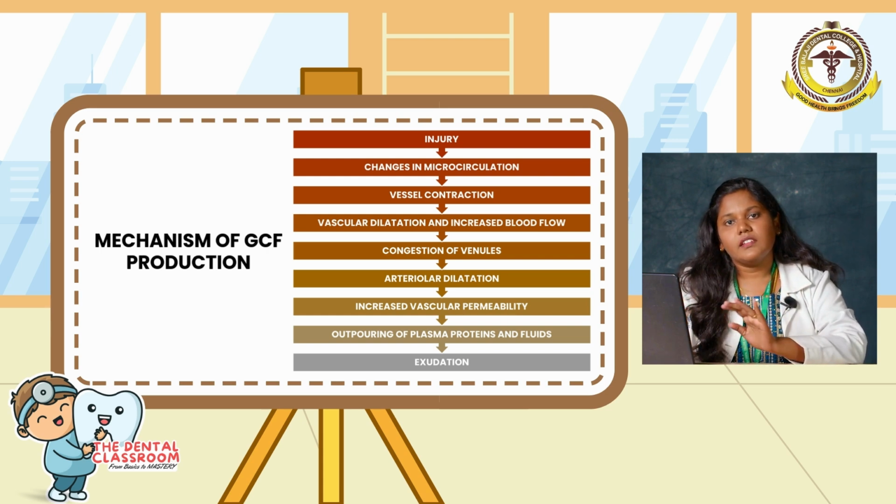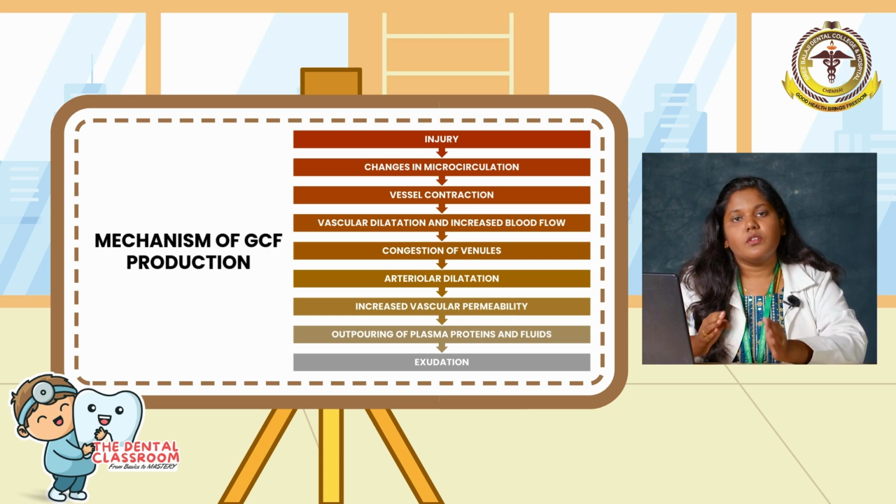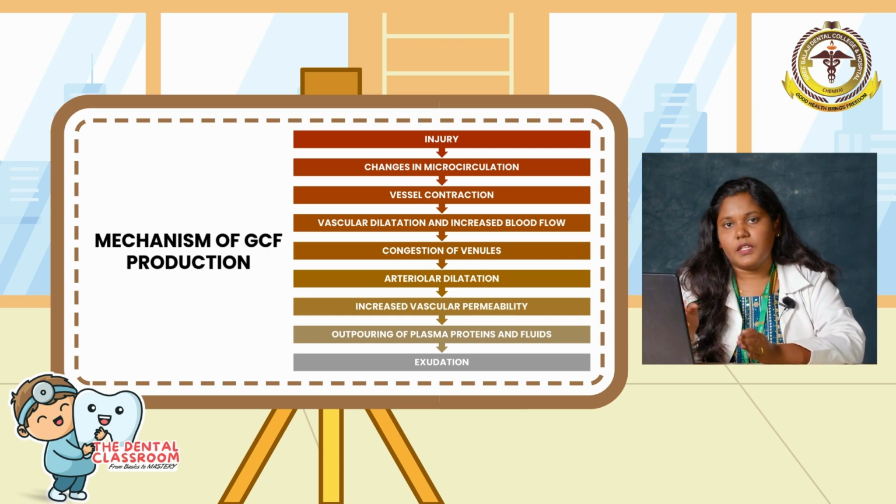When there is an increase in vascular permeability, obviously there will be exudate formation. That is, the plasma proteins and fluid will be released into the extracellular spaces. So, this is how the GCF is produced.